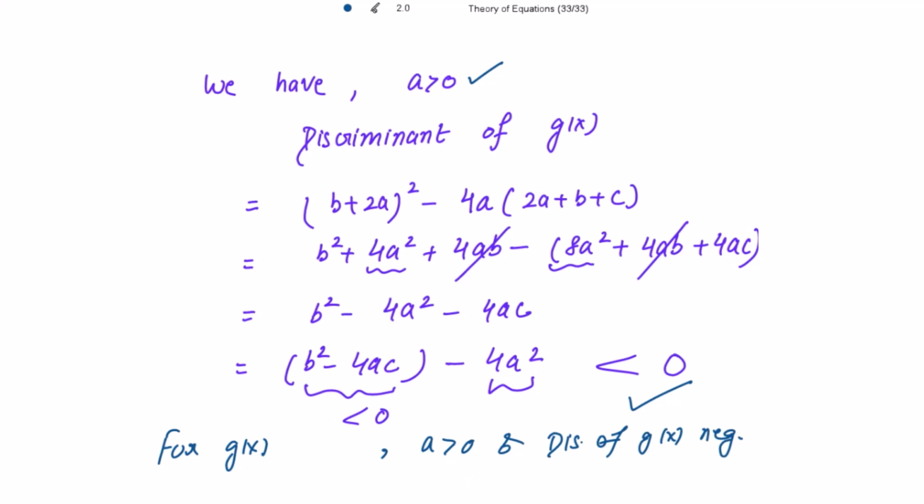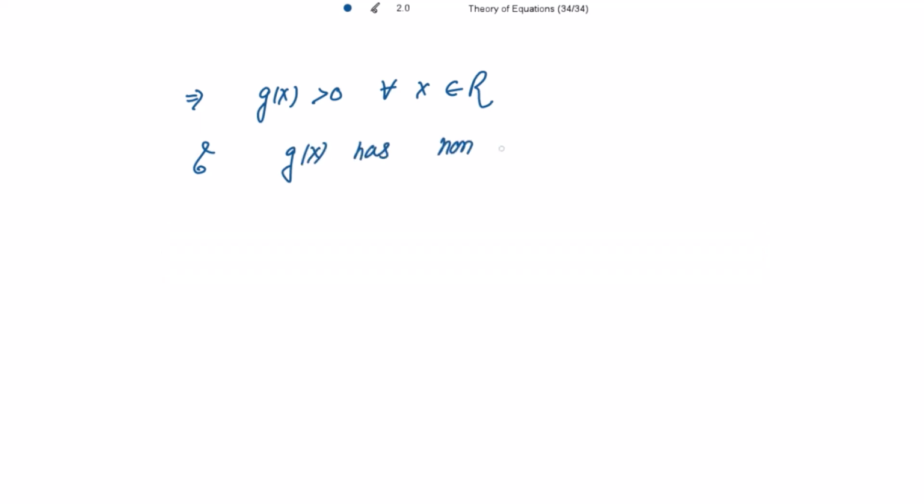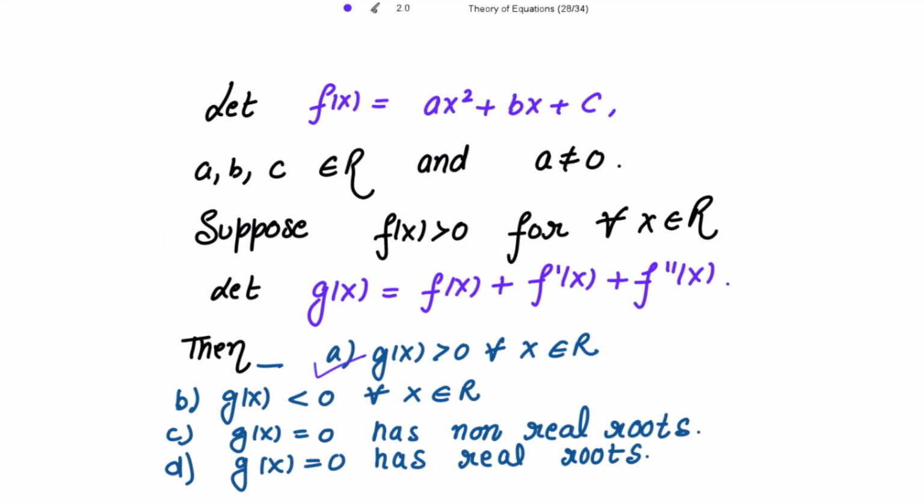And the condition for g(x) for these two conditions is that g(x) is, yes, positive, right? So this implies g(x) is positive for all x belonging to the real numbers. And secondly, we are getting the discriminant of g(x) also to be negative, which means a negative discriminant means g(x) is having non-real roots. So option A is correct and option C is also correct. Thank you.